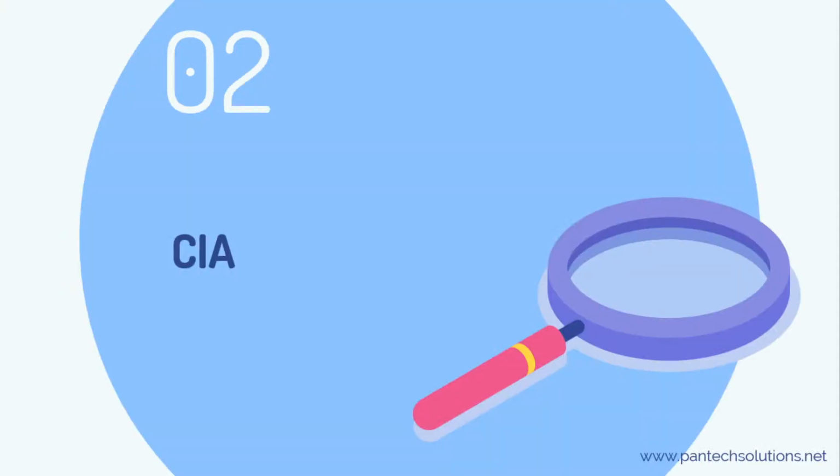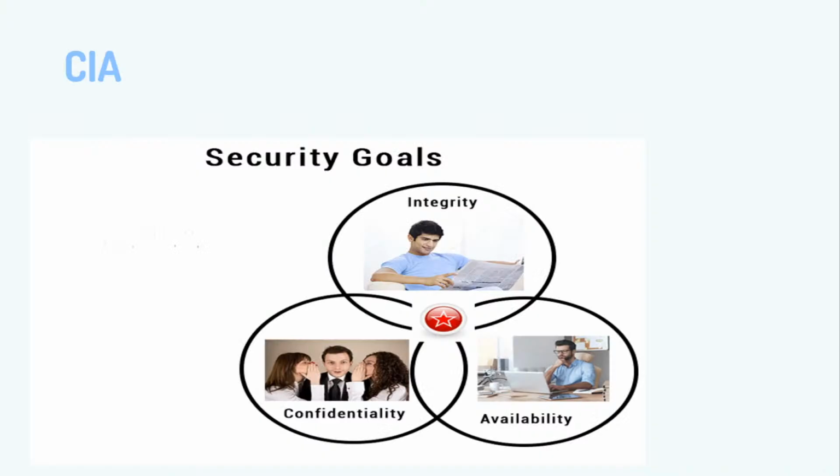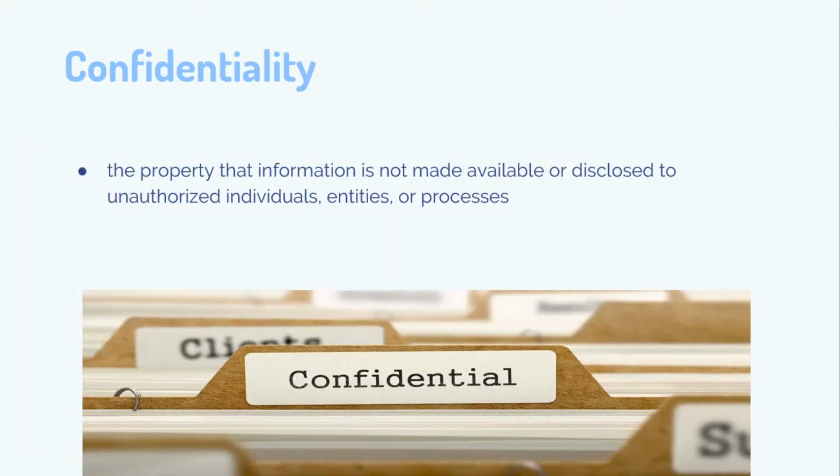Then CIA. CIA is nothing but, as you can see here, confidentiality, integrity and availability. This is the main aim of our security goals in cyber security. And then confidentiality is the property that information is not made available or disclosed to unauthorized individuals or entities. Okay, we see it, right?